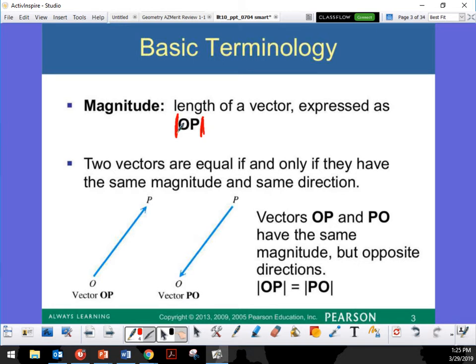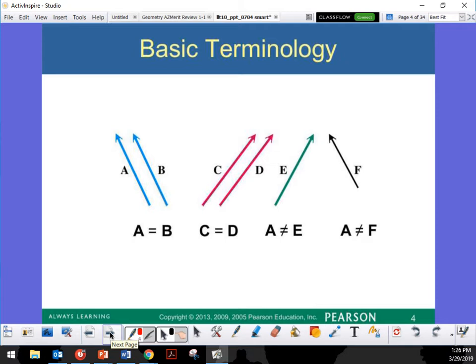So OP. Two vectors are equal if and only if they have the same magnitude and the same direction. This one, they would have the same magnitude. Same magnitude, they're the same length. But are they the same direction? No. This one's pointing up, this one's pointing down. So it has to be both. Vectors OP have the same magnitude but opposite directions, so it's not going to work.